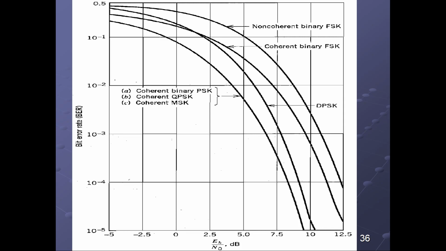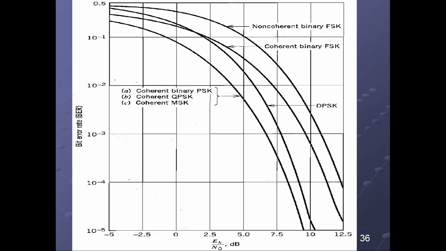Which one? I'm not saying anything about reliability. I'm saying I just want high throughput. You just look at the curve that gives you maximum throughput. Which one gives you maximum spectral efficiency? QPSK. Why? Because QPSK sends 2 bits per symbol. The correct answer is QPSK.